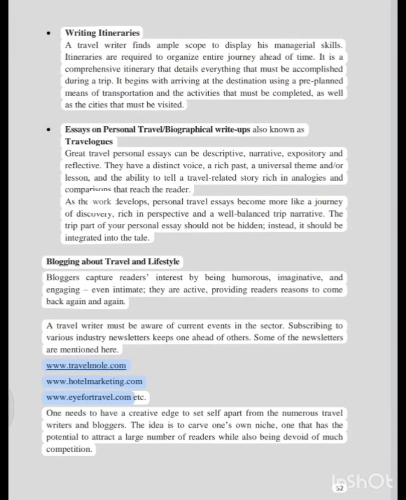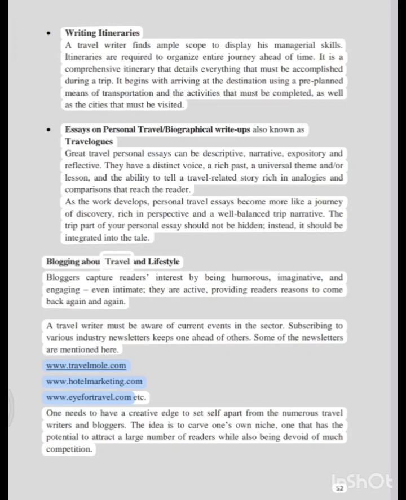As the work develops, personal travel essays become more like a journey of discovery, rich in perspective and a well-balanced trip narrative. The trip part of your personal essay should not be hidden. Instead, it should be integrated into the tale.